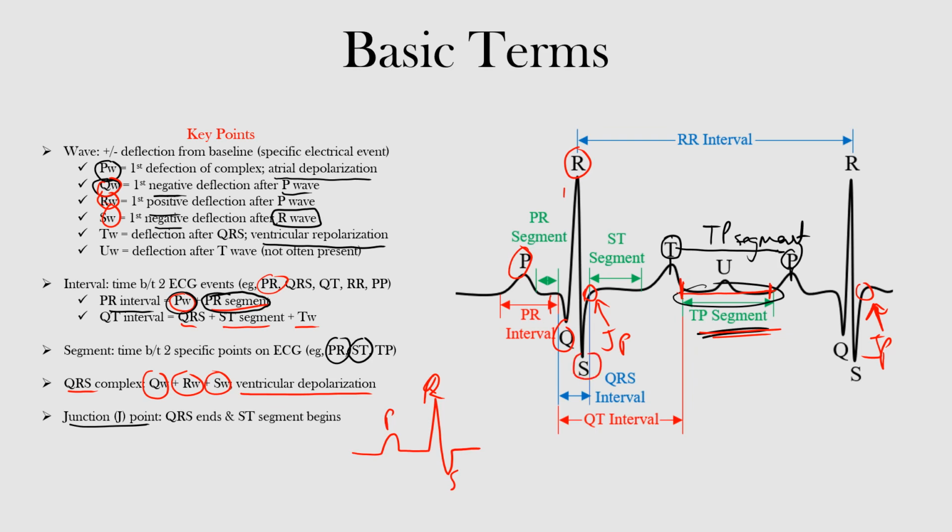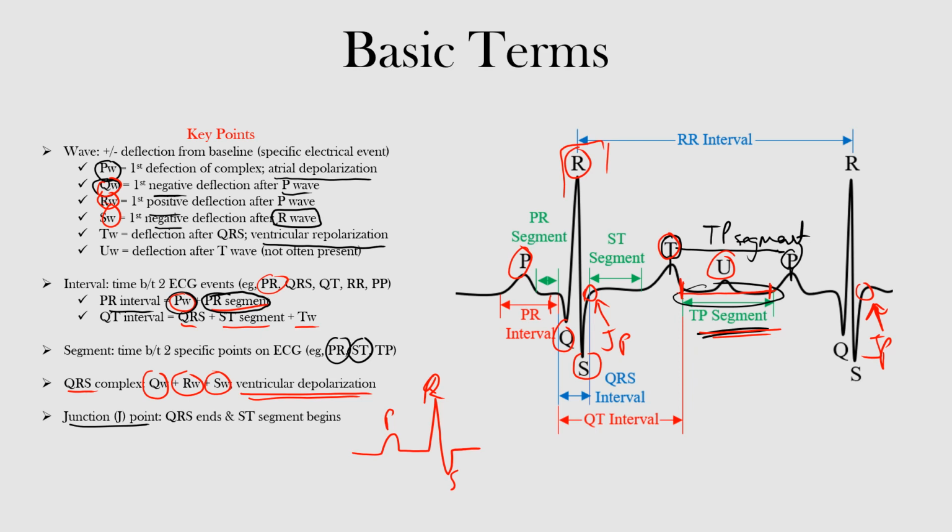And those three waves, the Q, R, and S waves, make up our QRS complex, which we said represents ventricular depolarization. We also mentioned the T wave, okay? The T wave represents ventricular repolarization, and that comes after the QRS complex. Then we have the U wave that's not always present, okay? And that's the deflection that usually comes after the T wave.